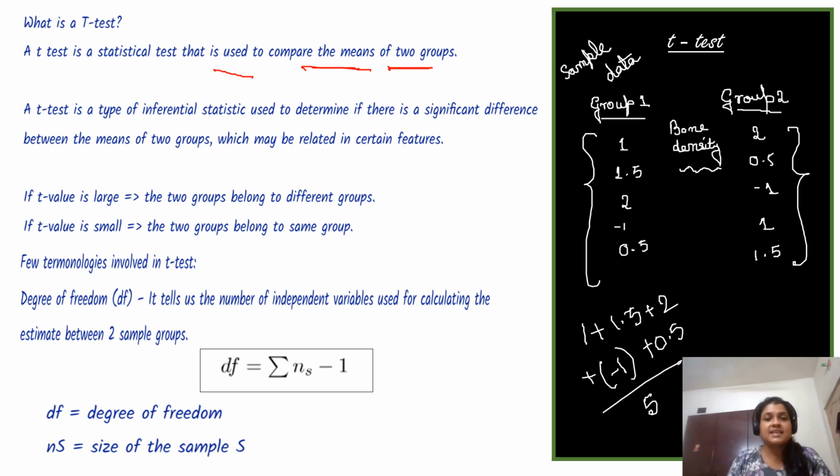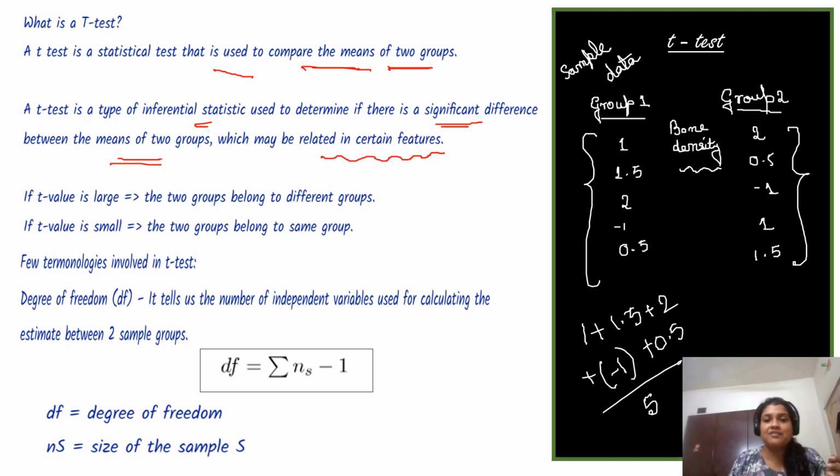So t-test is a type of inferential statistics. Wait, let me change the ink color. Inferential statistic which is used to determine if there is a significant difference between the means of two groups which may be related in certain features. Okay. Now, so after doing this t-test, I will later come to the formula and everything.